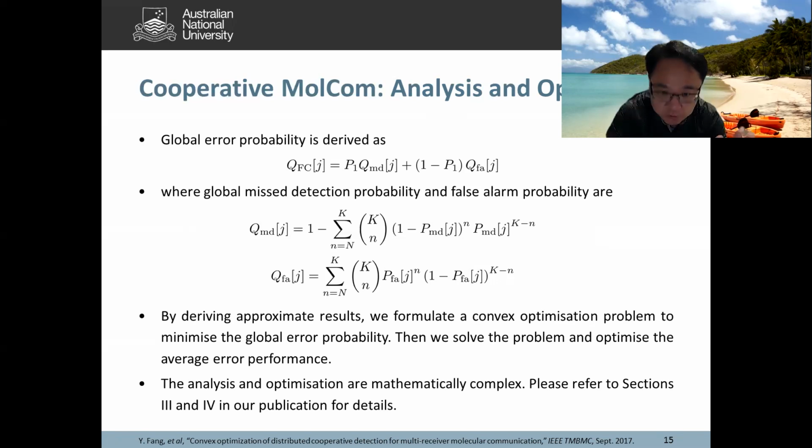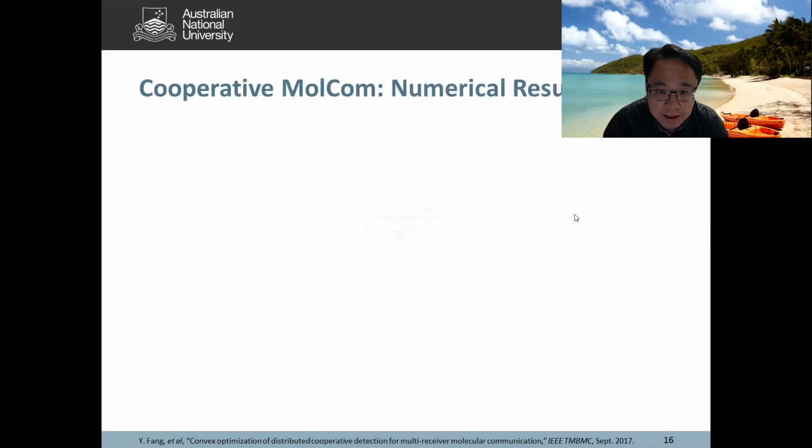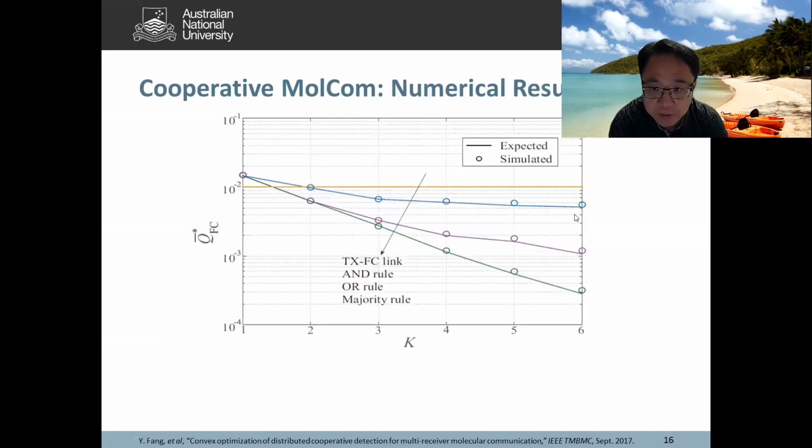So here I just want to show that we derive these results, and we perform mathematical analysis to reach some approximate results, and then using these approximate results, we formulate and solve a convex optimization problem to minimize the global error probability. So this is the key analysis and optimization that we have been doing in this work. And after that, I just want to show a few numerical results we have obtained in this work.